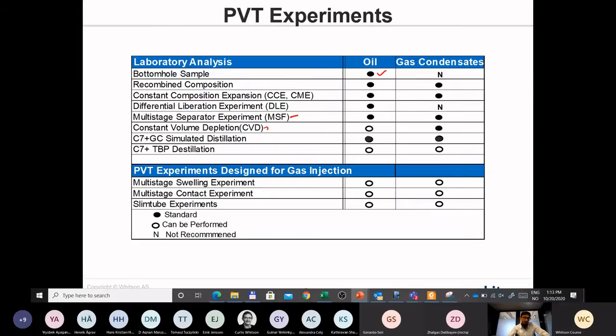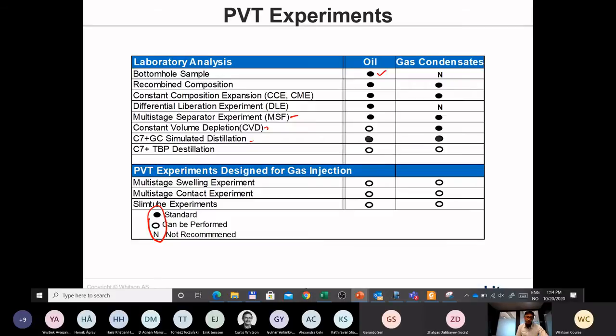So you can see the different symbols. What do they mean here? It can be performed for the oils, and generally for volatile oils and near critical fluids, we recommend doing CVD instead of the DLE. And the C7 plus GC simulated distillation, that's like the compositions we generally get from the gas chromatography, and that's done for both oils and gas condensates, of course. The TBP distillation can be performed for both the oil and gas condensates, and that's usually a very good PVT measurement for EOS model characterization.